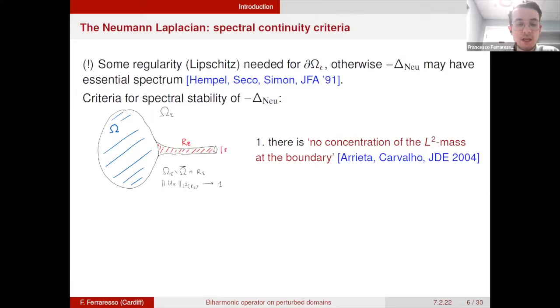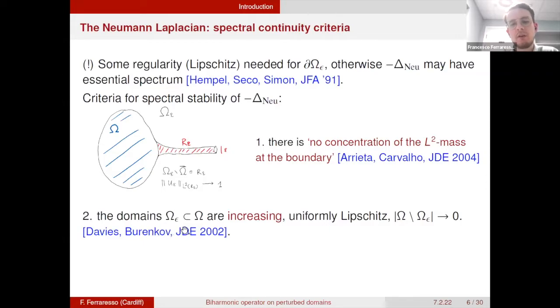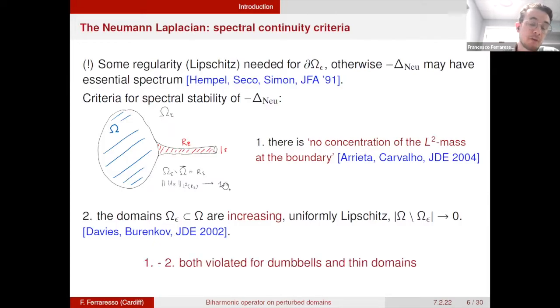And another criterion for spectral stability is given instead for interior perturbations. So if, for example, you are considering domains omega epsilon that are all included in omega, are increasing, uniformly Lipschitz, and the measure of omega minus omega epsilon is tending to 0 in the limit, then there is a nice result by Davies and Burenkov in JDE 2002, saying that the eigenvalues of the Neumann Laplacian are in fact continuous, and the boundary condition is preserved in the limit. Unfortunately, both 1 and 2, as I was saying, are violated for dumbbell domains and thin domains.